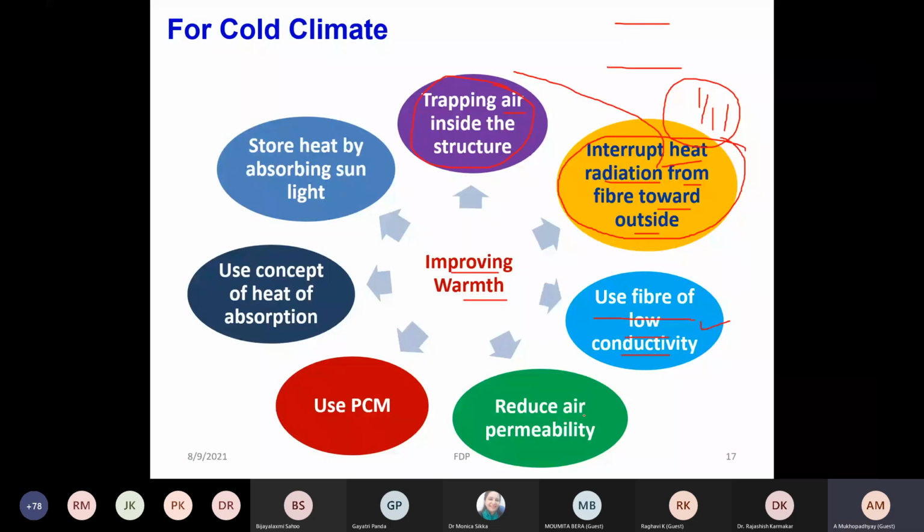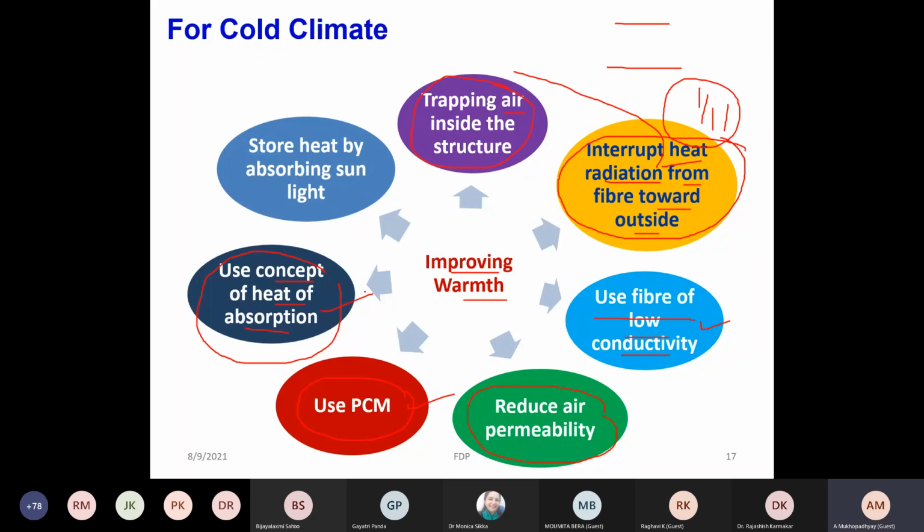To improve warmth, air permeability must be reduced. Use of PCM, phase change material, is also possible, because it can absorb heat and it can melt whenever the outside climate is cold. Use the concept of heat of absorption. Like wool fiber, whenever there is absorption, it can evolve heat. So the concept of heat of absorption is also possible.